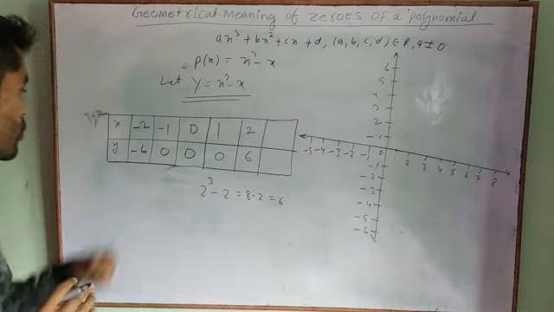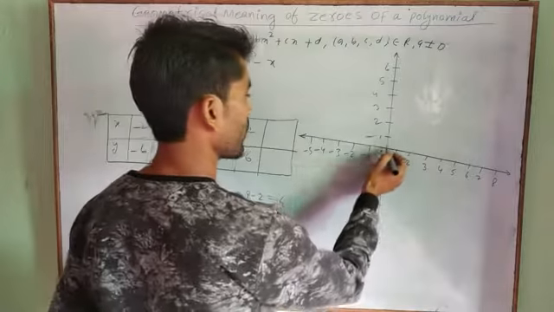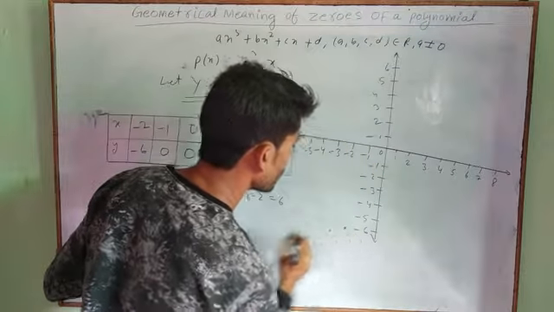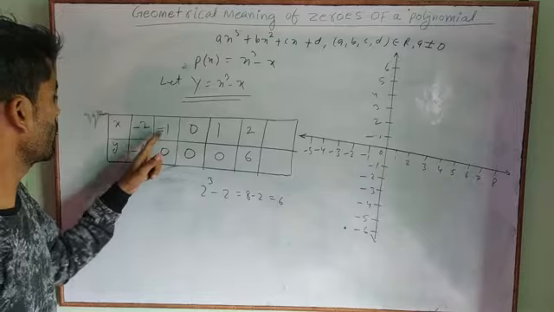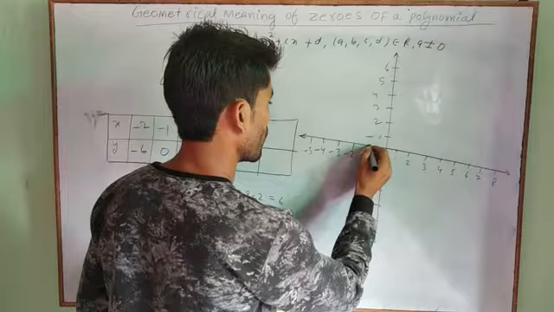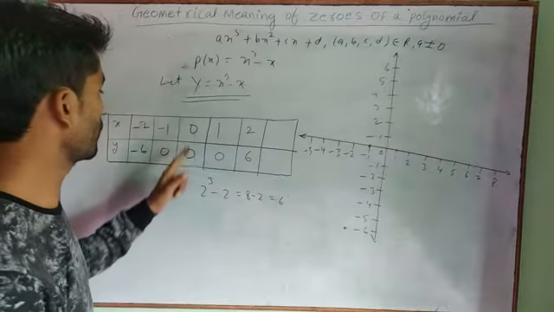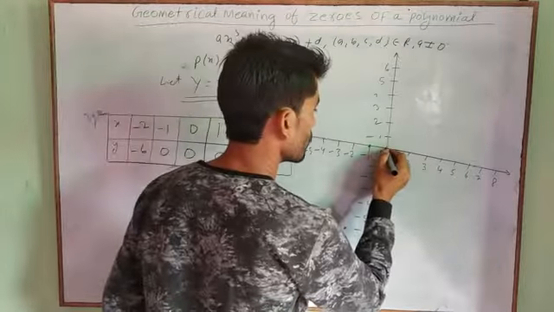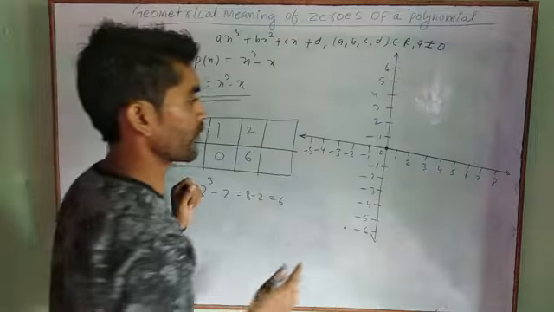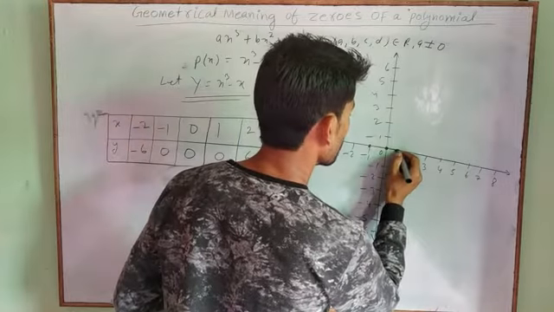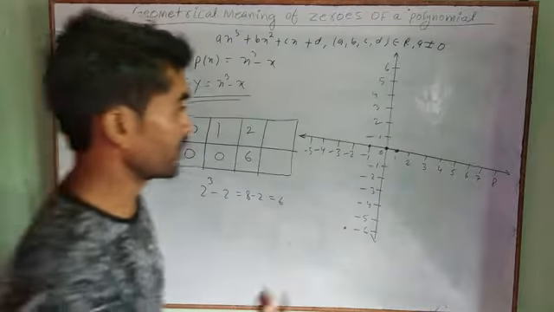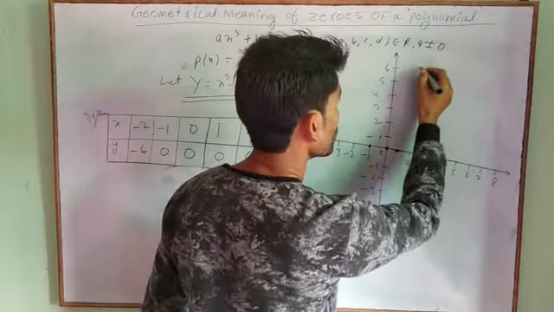When x equals -2, y equals -6. Here it is. Right? x equals -1, y equals 0, here only. Right? x equals 0, y equals 0, here. Then x value is 1, y value is 0. Right? Then x value is 2, y value is 6 here.